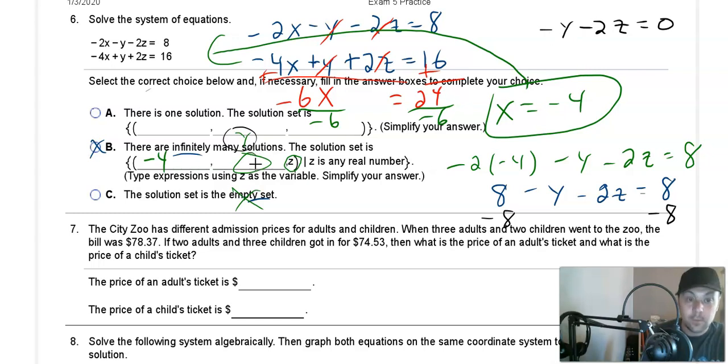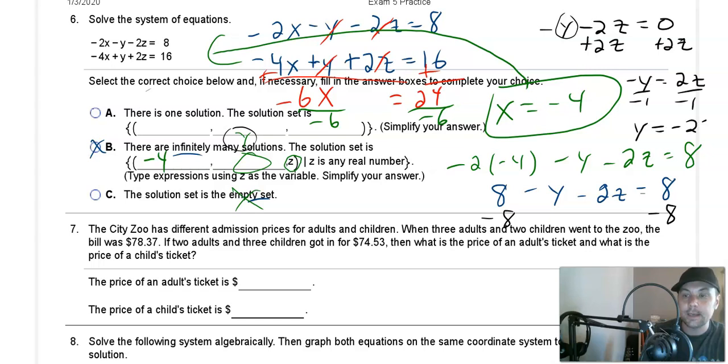And like I said, what I'm really interested in here is the y value. What's y supposed to equal? So I'm going to solve this for y by adding the 2z to the other side. And you get negative y is equal to 2z. Then you divide by negative 1 on both sides to get y by itself, and you get y has to equal negative 2 times z. And that's unfortunately the best resolution that we're going to get. We're not going to be able to resolve it down to a single value.